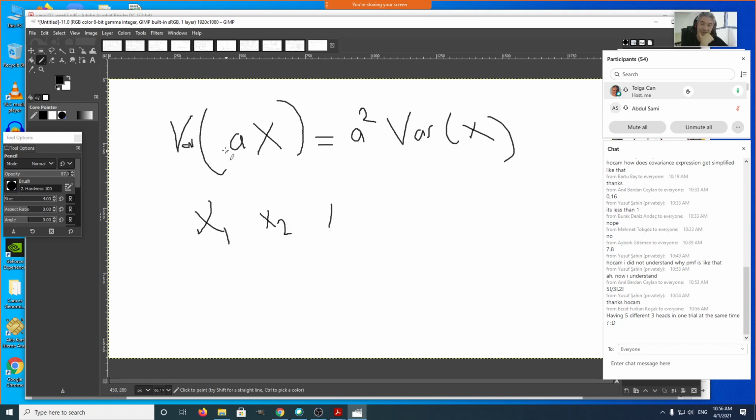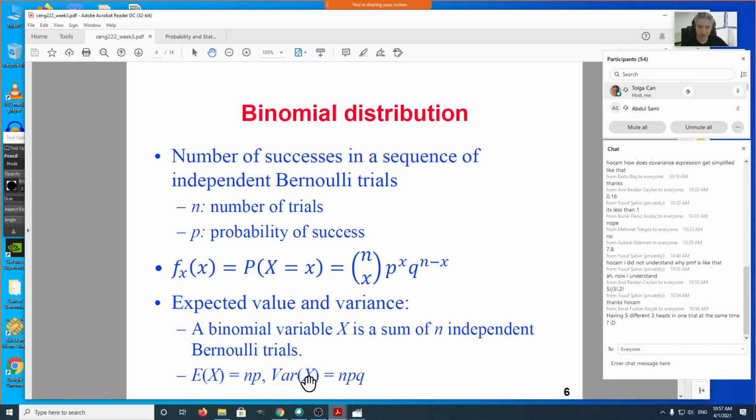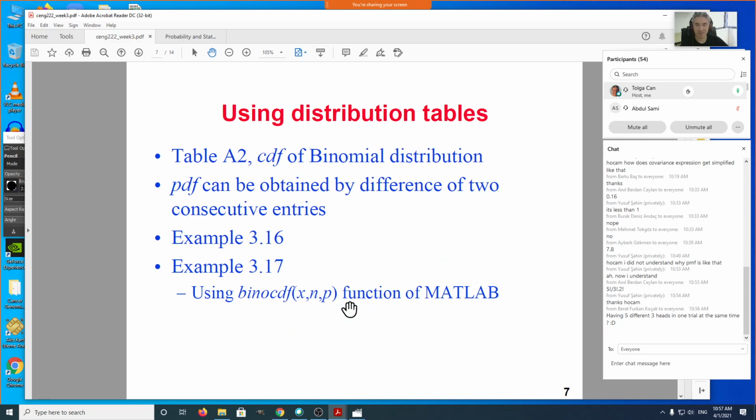But here, if you have a random variable that is a multiplication with some constant number, the variance will be a squared times the individual variance. I just wanted to remind you of this. This here is not related to that. It's a summation, but it may still look like this. Now, I'm going to show you an example.